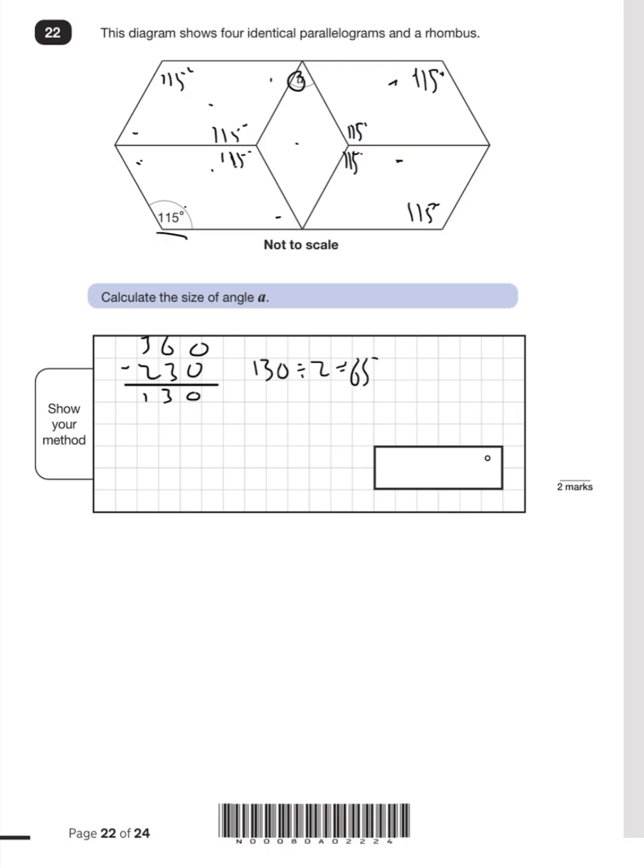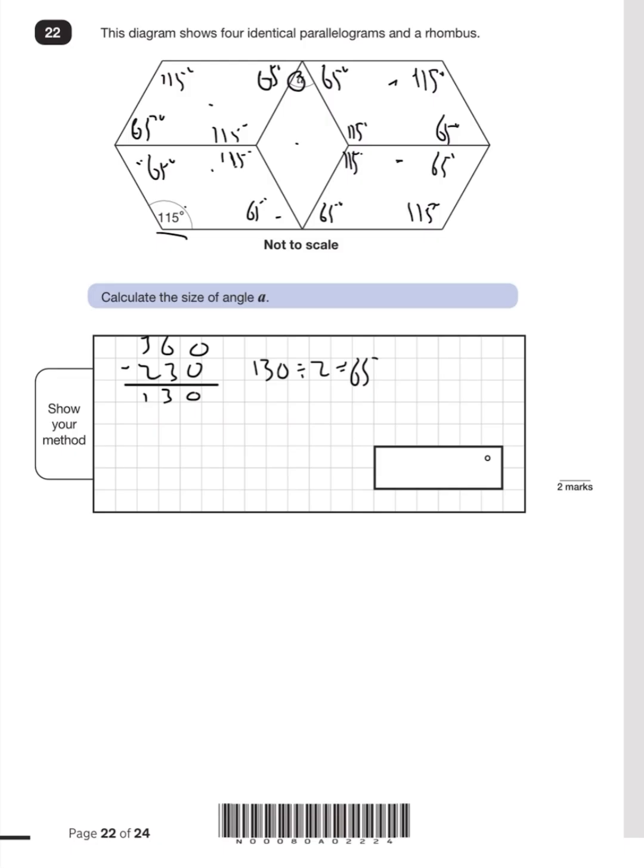Sixty times 2 is 120. 5 times 2 is 10. 120 and 10, 130. So each angle is 65 degrees of these. 65, 65, 65, 65, 65, 65, and 65.